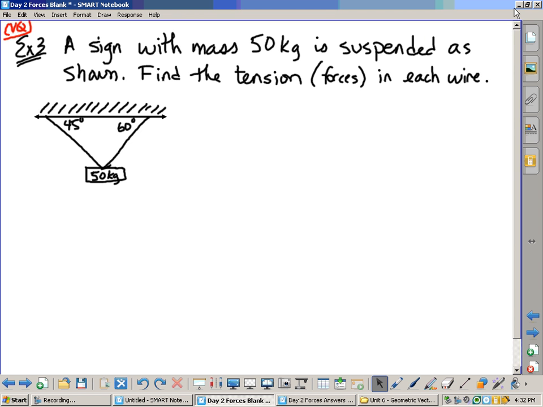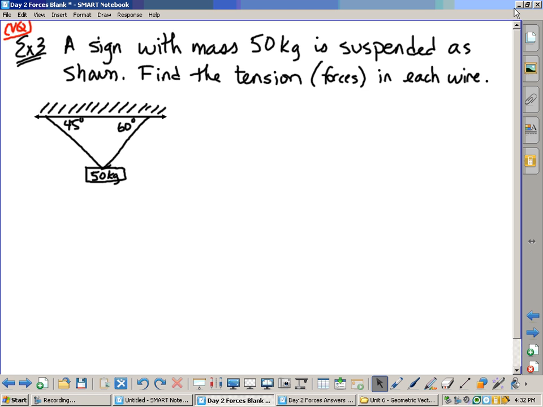Okay, our last example then is, as you can see what I call here, instead of a classic calculus question, this is a classic vector question. What we have is a sign with mass 50 kilograms is suspended as shown. Find the tension forces in each wire.